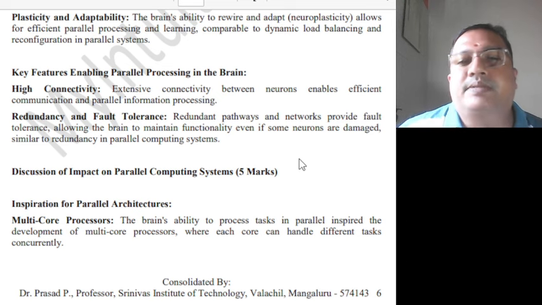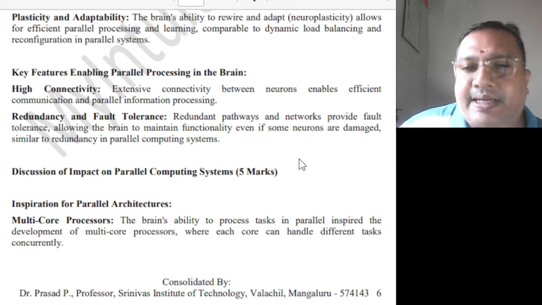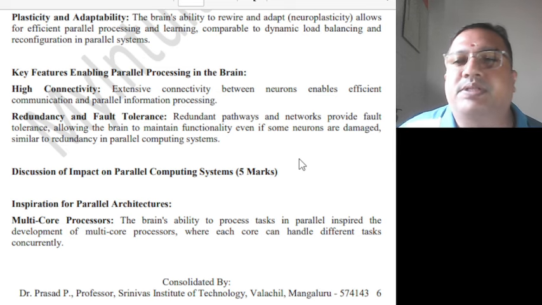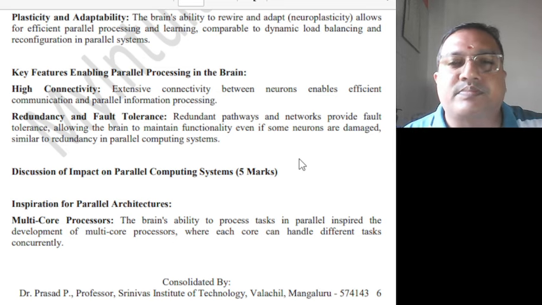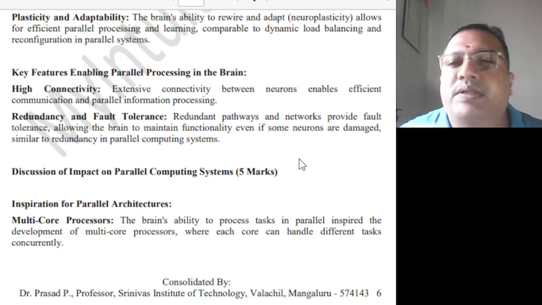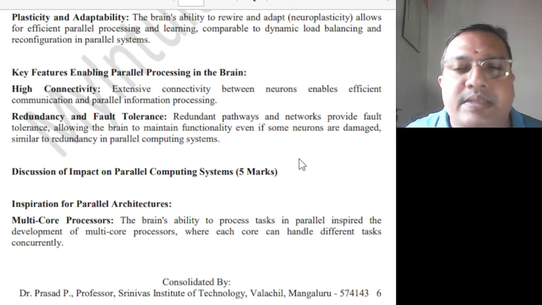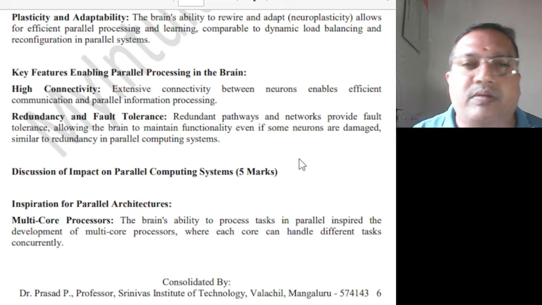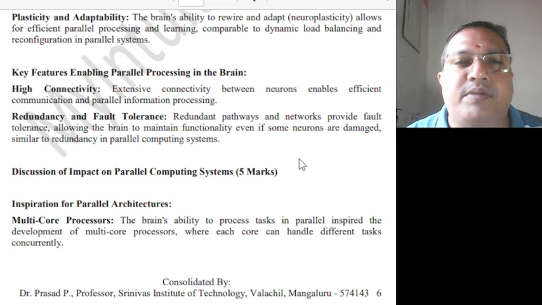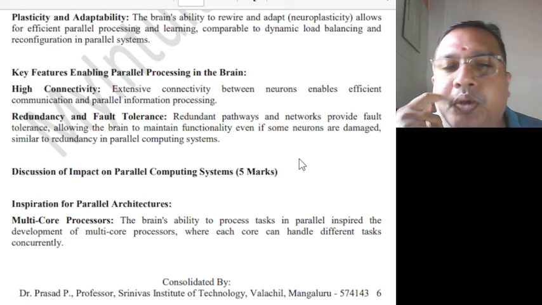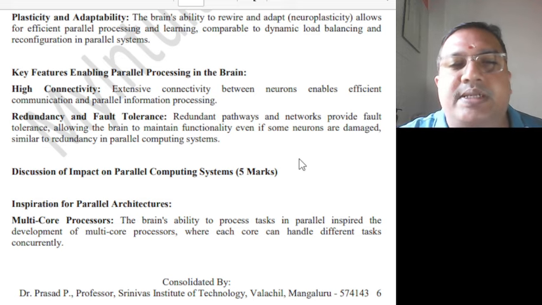Then redundancy and fault tolerance. Redundant pathways and networks provide fault tolerance, allowing the brain to maintain functionality even if some neurons are damaged. Similar to the redundancy in a parallel computing system, means if any one line of information is lost, there will be a parallel way, an alternate way, to reach the information to where it has to reach.